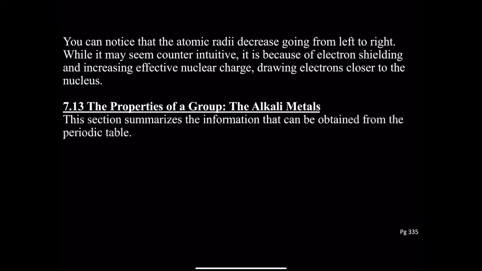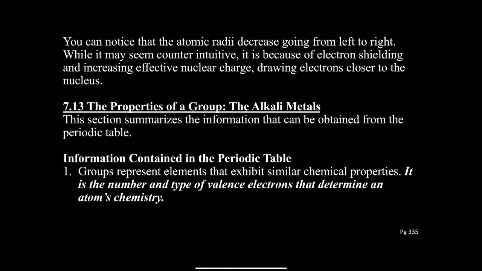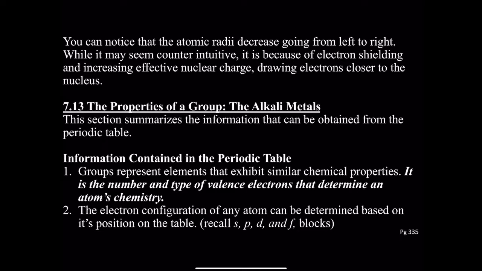All right, so let's talk about some of the properties of a group, the alkali metals. This section summarizes the information that can be obtained from the periodic table. So here's the information. Okay, first of all, and this is just a general rule for the periodic table, groups represent elements that exhibit similar chemical properties. So it's the number and type of valence electrons that determine an atom's chemistry, right? They're all made up of the exact same things. They all have protons and neutrons and electrons that are all made up of quarks, but they react very differently from one another based on the number of electrons.